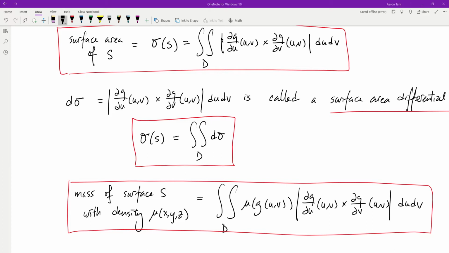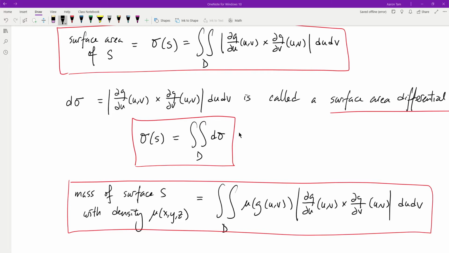I also mentioned that the length of this cross product, du dv, is often referred to as a surface area differential. And so when you integrate the surface area differential, you get the surface area. Now, one thing I do want to point out is how is that different than area differential? Area differential is referred to when you have a planar object, a planar enclosed region in R2. So a surface area differential allows us to find the surface area of a surface that's in R3.